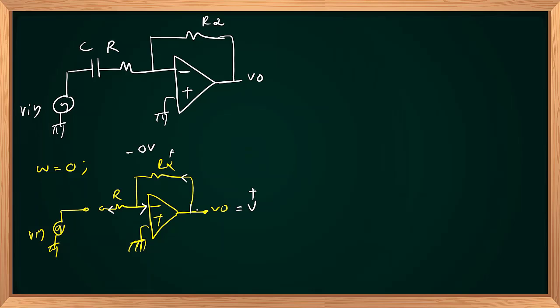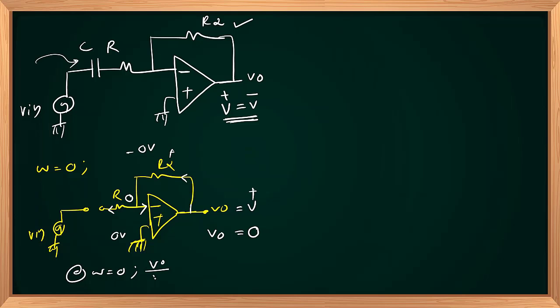And in this circuit, negative feedback is present, so V+ equal to V- is valid always, irrespective of the status of the capacitor, because there exists negative feedback through R2 always. So Vout equal to V+, hence V+ is connected to 0, hence V- is also 0, hence Vout is also equal to 0, because V+ equal to V- is valid. So at omega equal to 0, my voltage gain magnitude is equal to 0.